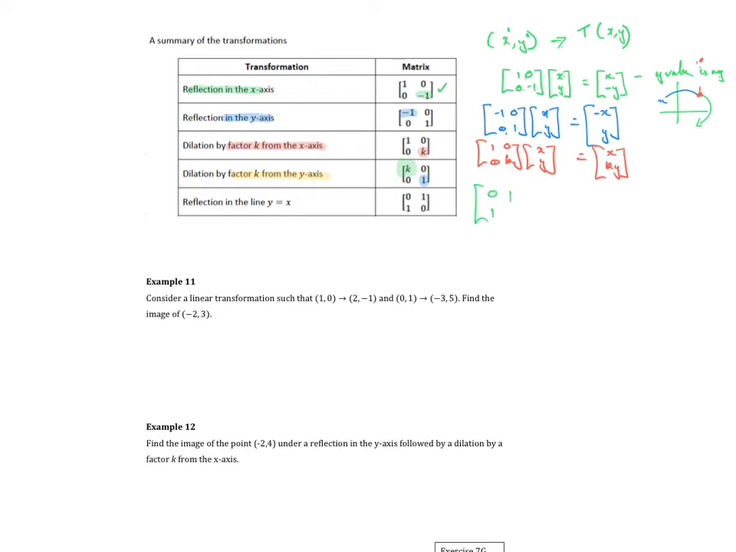The last one I want to look at, and it's one we don't use often, to be honest. If I've got the ones in those two corners instead, I get 0 times x plus 1 times y, so I get a y value, and then in the other value I get 1 times x plus 0 times y, and I get x. So what happened here? The x value became y, and the y value became x. So what happens when you make x equal y? Well, that's finding our inverse function, isn't it? So that's the inverse.